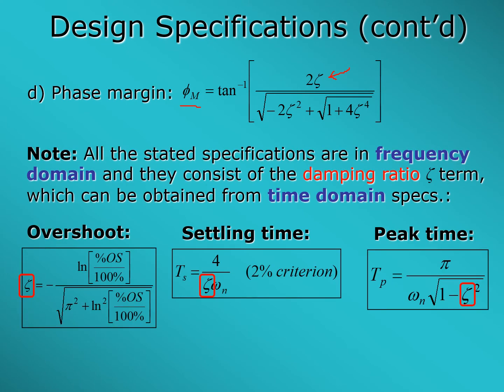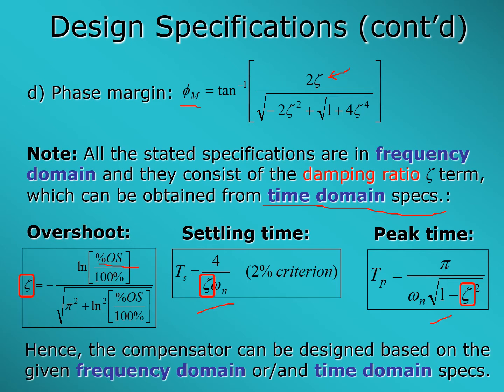Note that all the stated specifications are in the frequency domain, and they consist of the damping ratio term, which you can also obtain from the time domain specifications as follows. If we give you the overshoot, you can calculate the damping ratio, and from there you can also calculate the settling time and the peak time. Then the compensator can be designed based on the given frequency domain or time domain specifications.